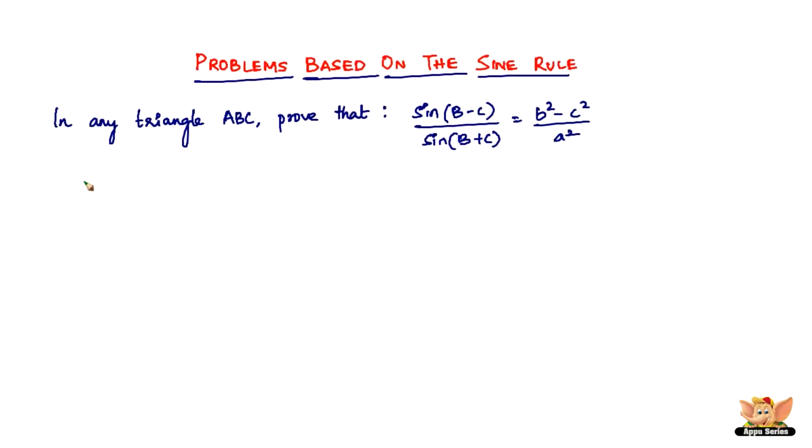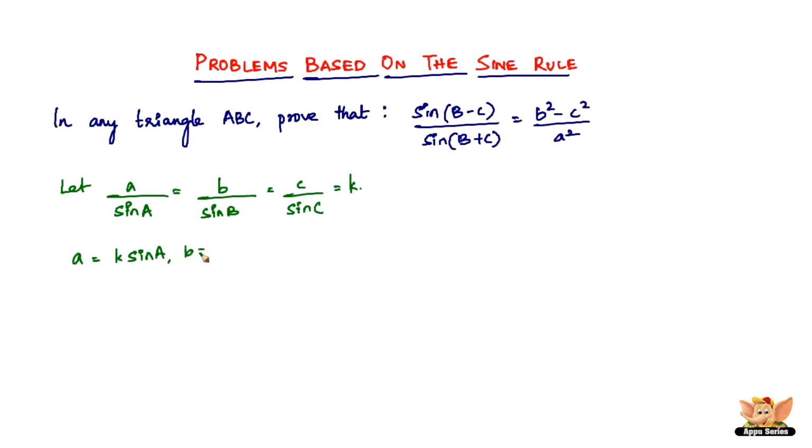Alright, so what we're going to do here is, first of all, write the sine rule. So let a by sine a equals b by sine b equals c by sine c be equal to k. So once we equate everything to k, what happens? We're going to get this. Equate individually everything to k. a by sine a equals k, then a will be equal to k sine a, and then b will be equal to k sine b, and c will be equal to k sine c. Alright?